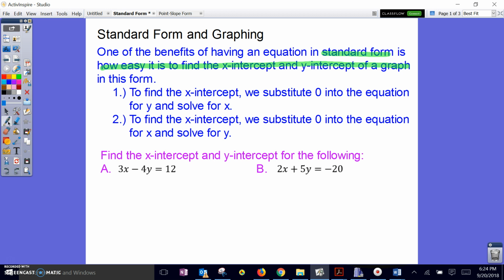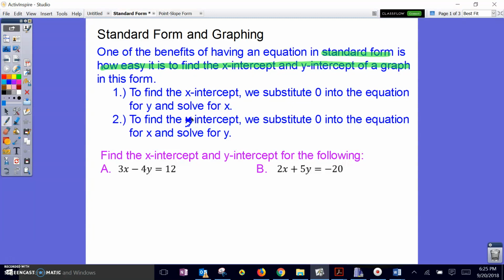So if I have an equation in standard form, if I want to find the x-intercept, all I do is substitute 0 into the equation for y and solve for x. And this will be a very easy calculation for us if we're in standard form. Same thing to find, typo alert, to find the y-intercept, we substitute 0 into the equation for x and solve for y. So also, when we're in standard form, this will be a fairly simple calculation. So let's take a look at how this works.